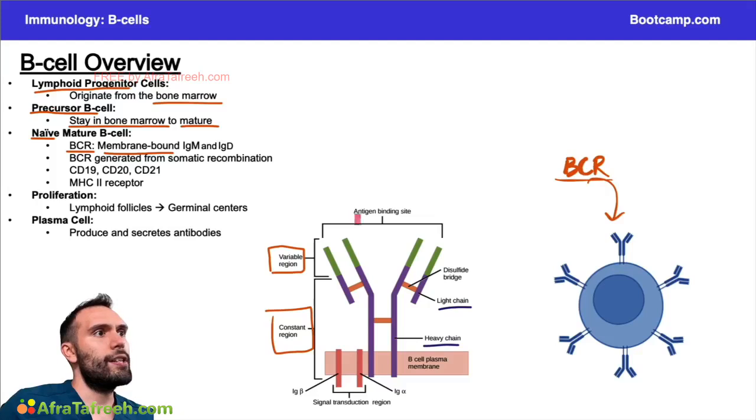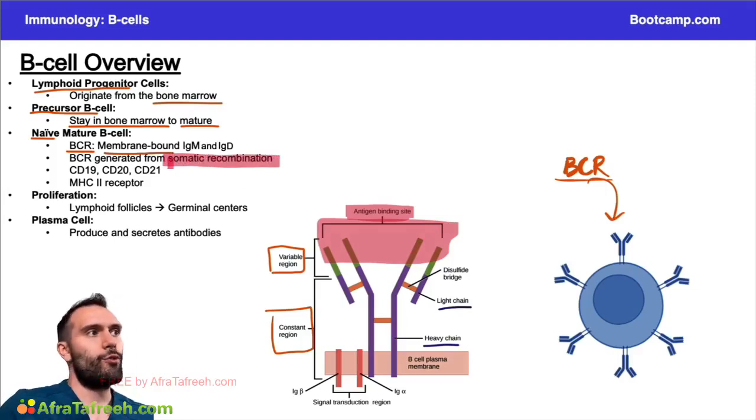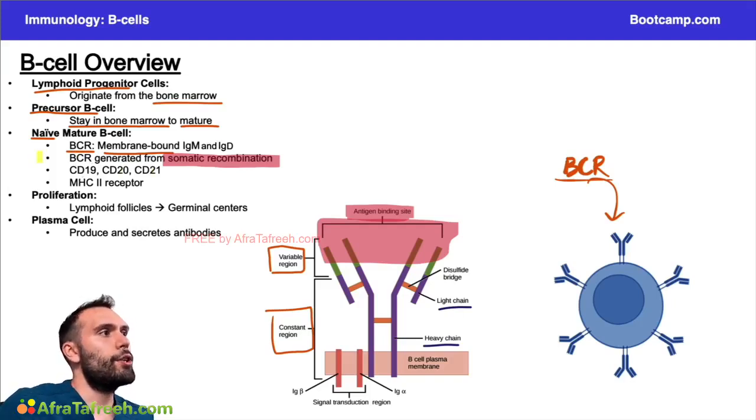The point that I want to convey here is that the antigen binding site, where your antigen is going to bind, is going to be up here in the variable region, and that variable region is going to be generated through somatic recombination of the VDJ segments as these antibodies are formed. Again, we'll talk about all of that. We touched on it a little bit in the adaptive immunity section, but we'll talk about that in great detail in the antibody video.